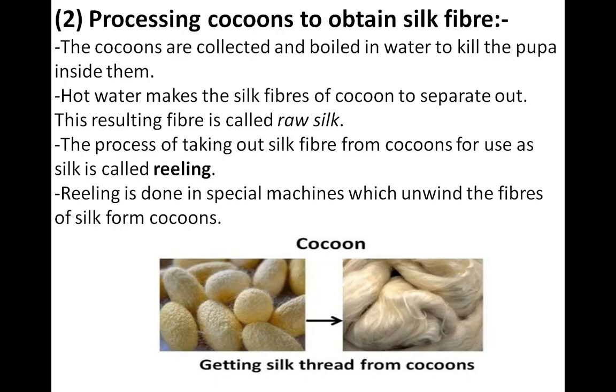Okay, don't get confused. This process of getting silk thread from the cocoon to use it as silk fabric is known as reeling of silk. The process from cocoon to silk fiber is known as reeling of the silk. Please pay attention and focus on these definitions. Reeling, sericulture, okay. From cocoon to the silk, its process is known as reeling of the silk.